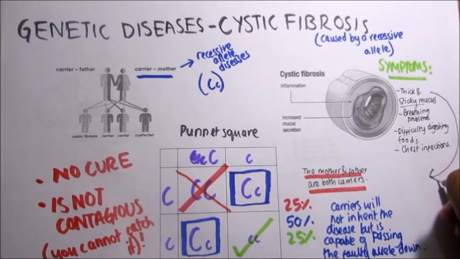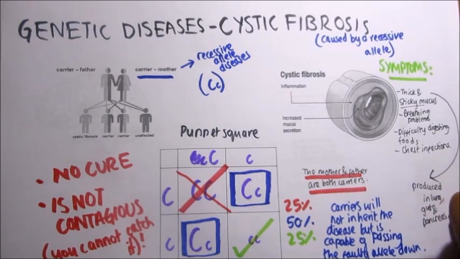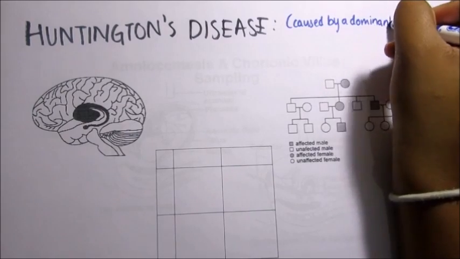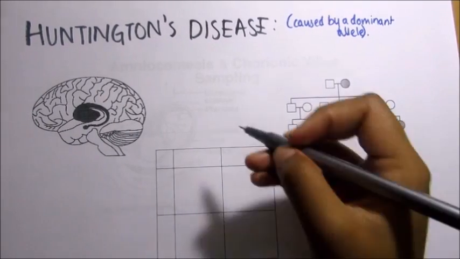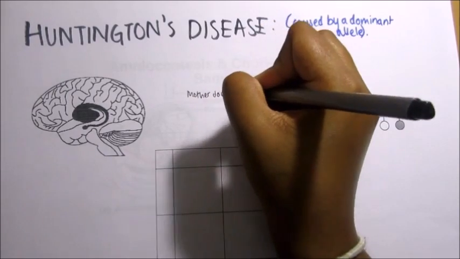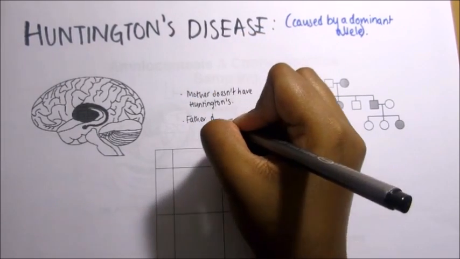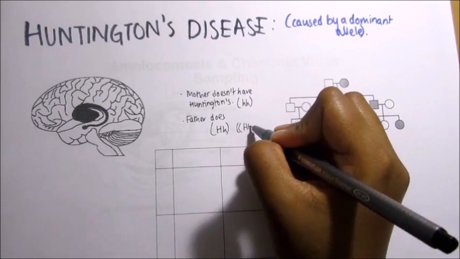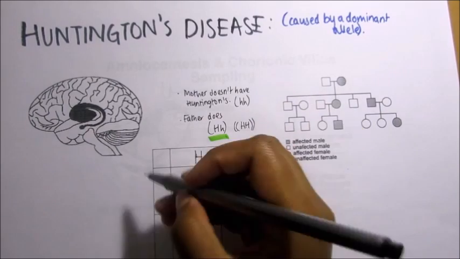It's also important to note that the thick and sticky mucus is found in the gut and pancreas. Now, Huntington's disease is the other genetic disease you should know about, and this is caused by a dominant allele. Now, if a mother doesn't have Huntington's disease and the father does, this is how you would draw the Punnett square for one.